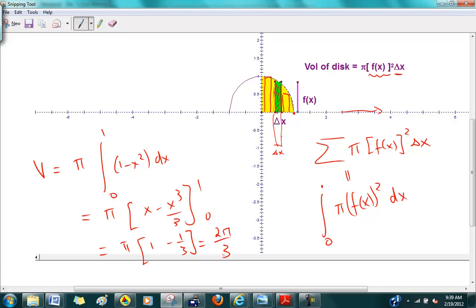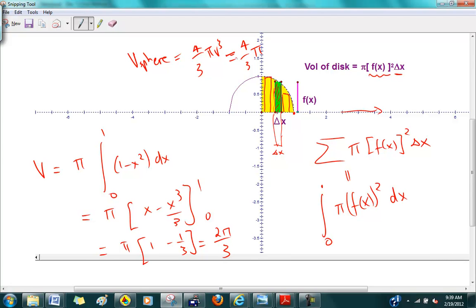You can imagine that if you are rotating this yellow region about the x-axis, you're going to get a hemisphere. And the volume of a sphere, you remember from kindergarten, is 4 over 3 pi r cubed. The radius of that sphere is 1, so it'd be 4 over 3 pi.